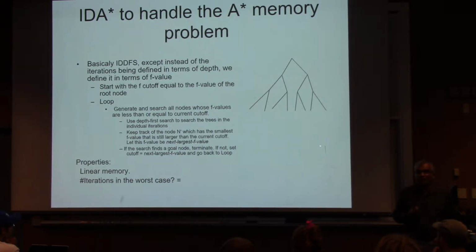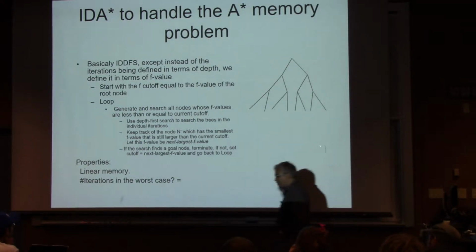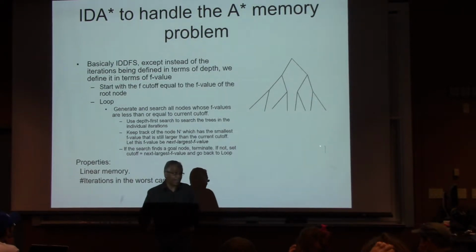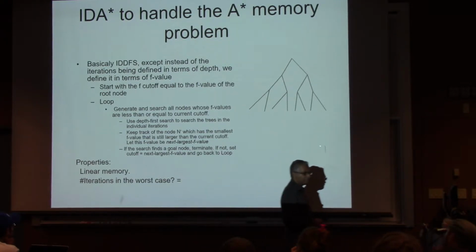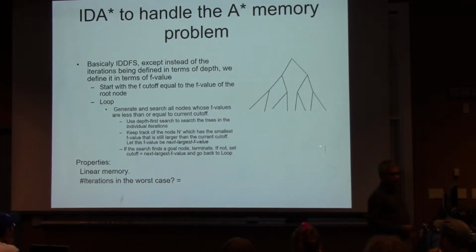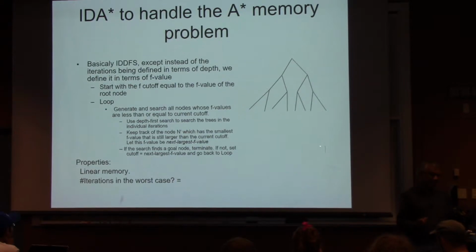Exponential memory is something that you can avoid because if you do depth first search, you can get by with linear space. So IDA-star does to A-star basically what IDDFS does to breadth first, essentially.